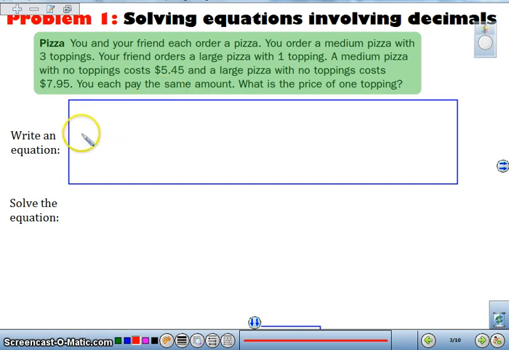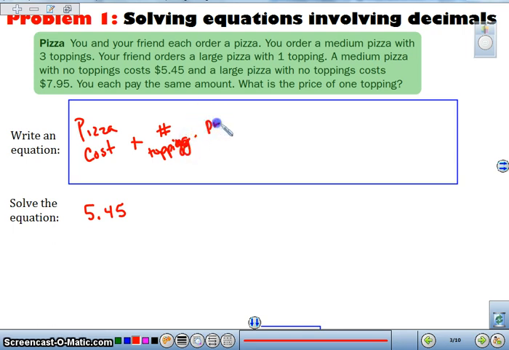Well, the thing we want to be thinking about is the pizza cost. So if you think about this as you're filling this down, what was our pizza cost? Well, the first one was $5.45. So when we're writing it with numbers, it's pizza cost plus the number of toppings times how much each topping costs. And that's what we don't know. That's our variable, our x in this case. With 3 toppings, we had 3x.